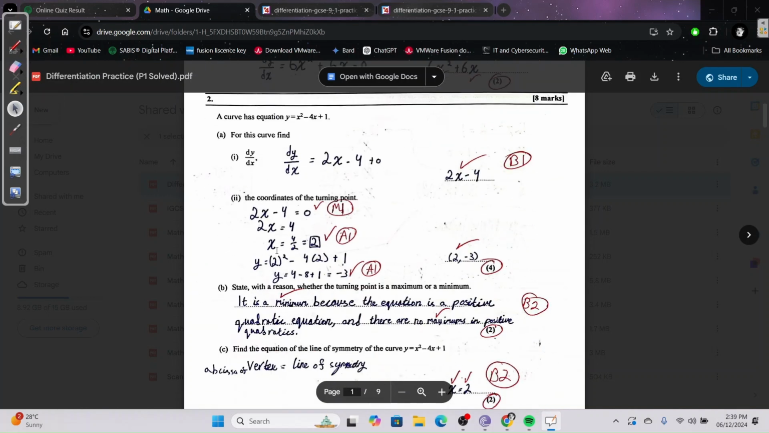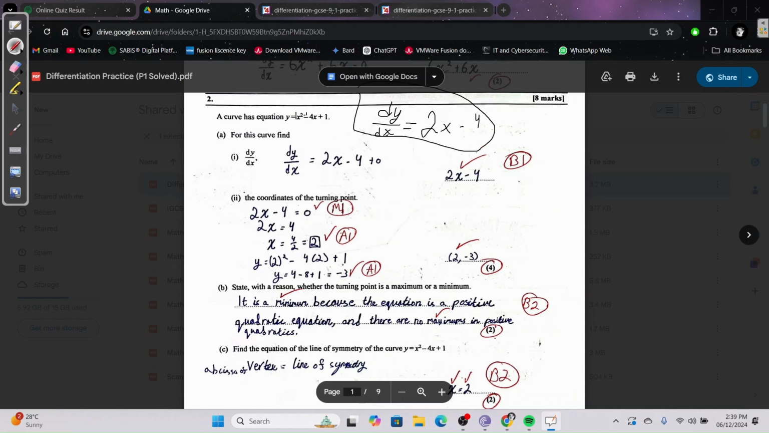A curve has the equation y equals x squared minus 4x plus 1. For this curve, find dy by dx. Okay. So dy by dx equals 2 times 1, because remember here it's 1. 2 times 1 is 2. 2 minus 1 here, so 2 minus 1 is just going to be x to the power of 1, or x. Minus 4x: the derivative of 4x is 4, because remember, it's x to the power of 1. 1 minus 1 is 0, so it's just 4. The constant's always 0, so 2x minus 4.